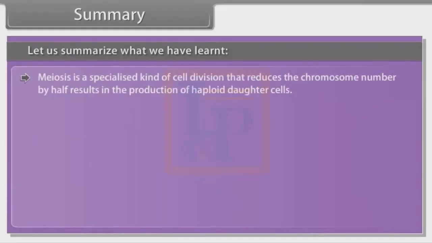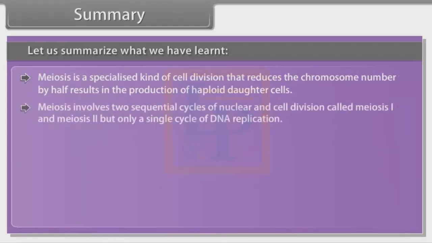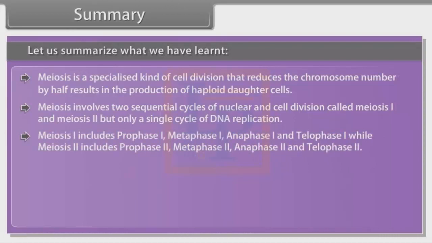Meiosis is a specialized kind of cell division that reduces the chromosome number by half, and results in the production of haploid daughter cells. Meiosis involves two sequential cycles of nuclear and cell division called meiosis I and meiosis II, but only a single cycle of DNA replication. Meiosis I includes prophase I, metaphase I, anaphase I and telophase I, while meiosis II includes prophase II, metaphase II, anaphase II, and telophase II.